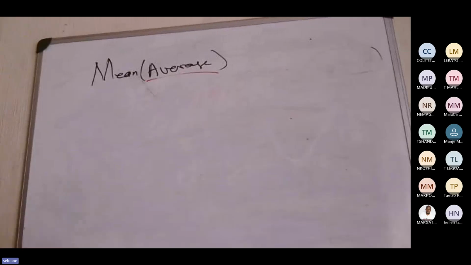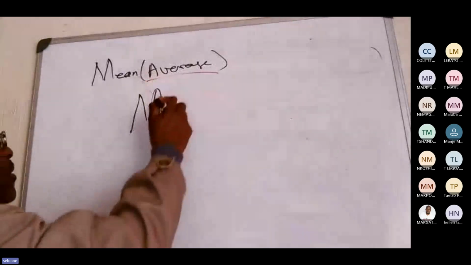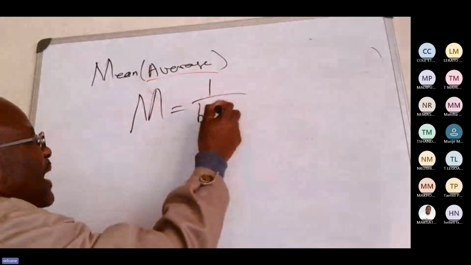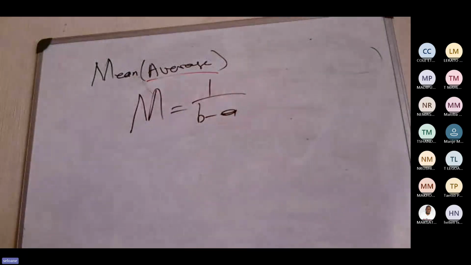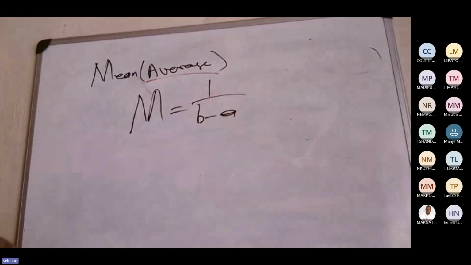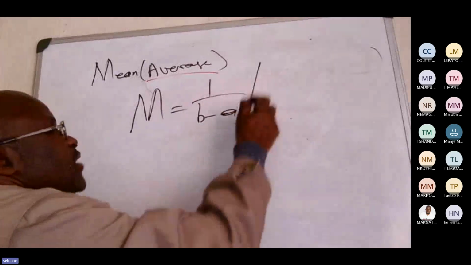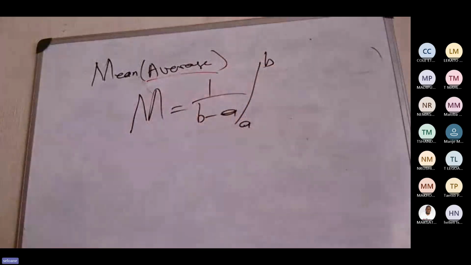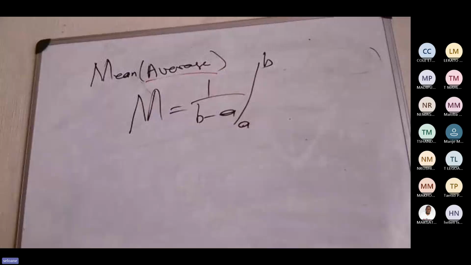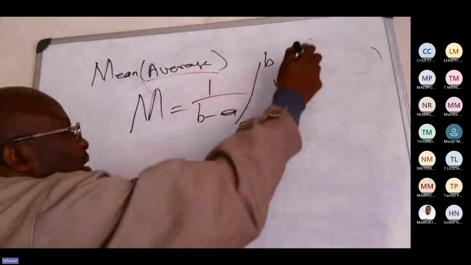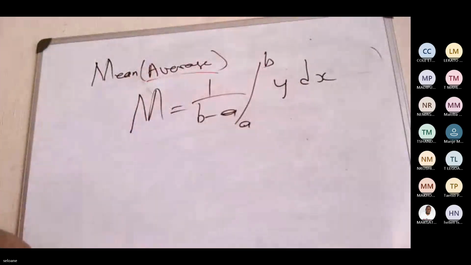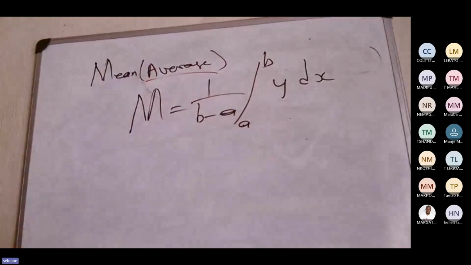That formula is m equal to 1 over b minus a. That is where my initial 1 over b minus a comes from. Then it will be from a to b, where we don't have to explain the b and the a. These are the limits. Good. What now? You just need to say y dx. It will be this. Hopefully that makes sense.